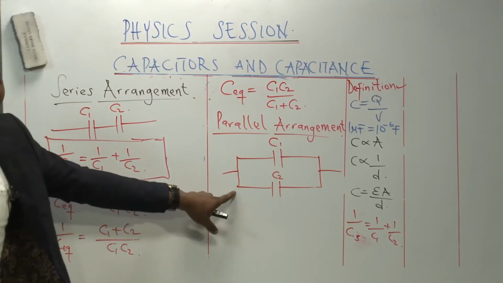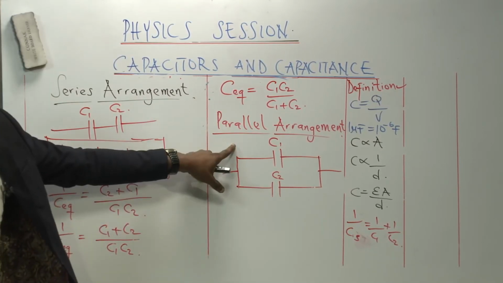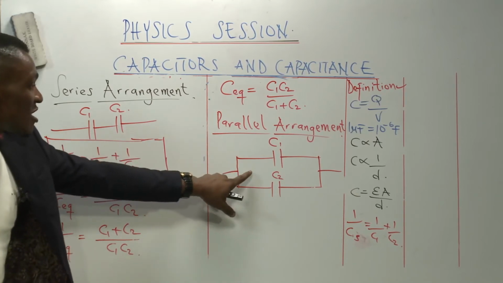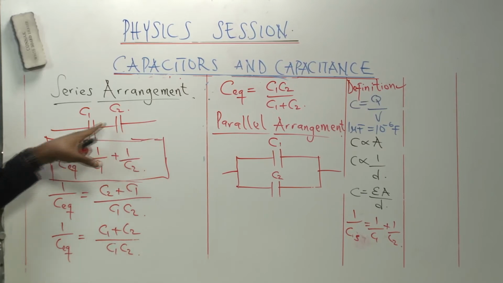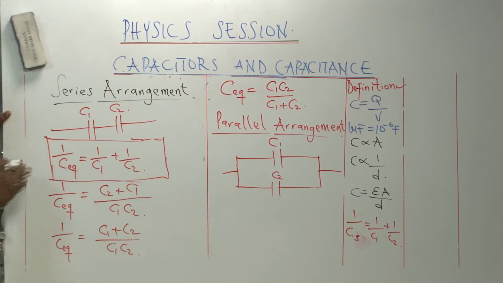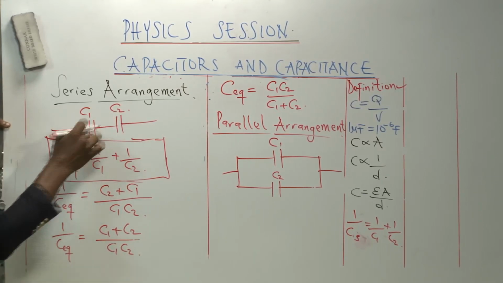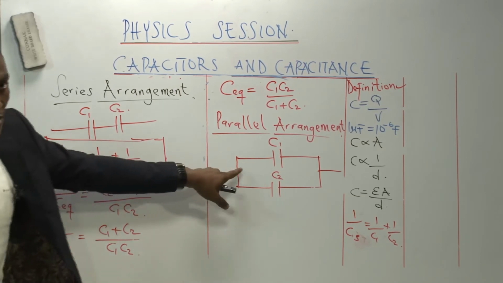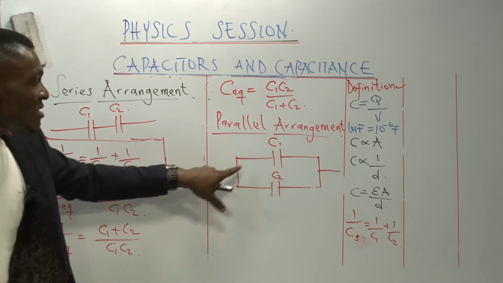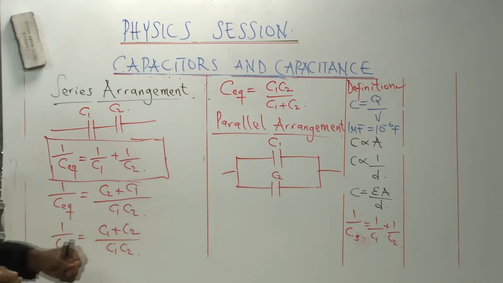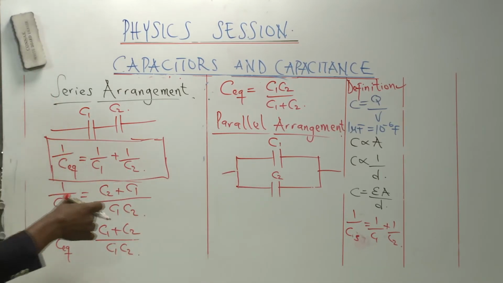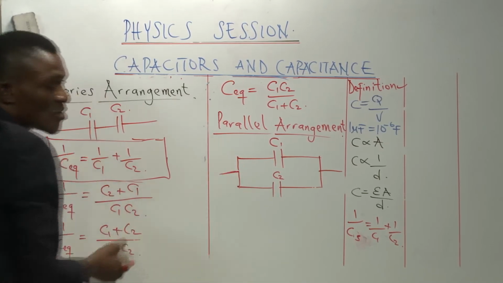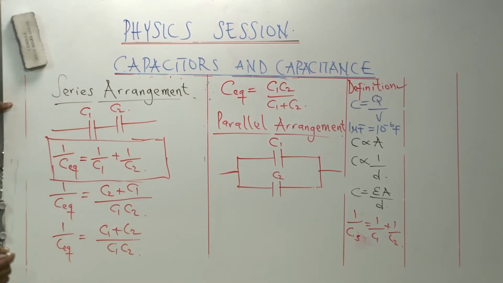Whenever you have something like this, they are connected in parallel. So you can differentiate between this and this. In this one, we have a single wire, and whatever current flows through would flow through both. But for this one, they are connected to two different wires, and those wires are connected together, and then connected to the circuit.